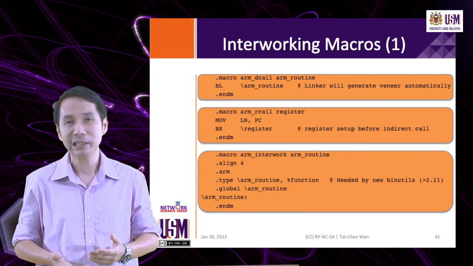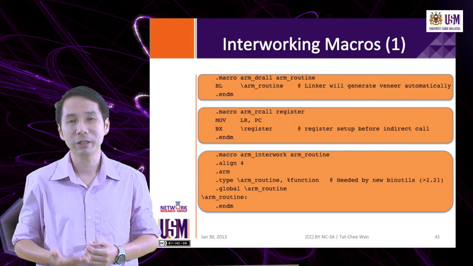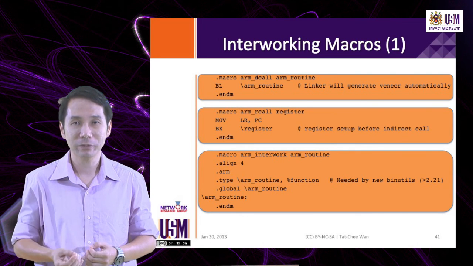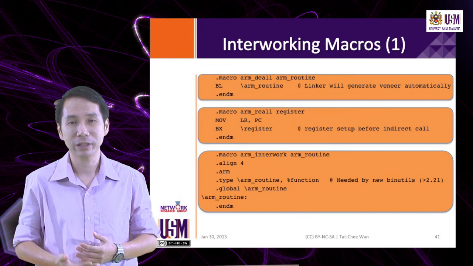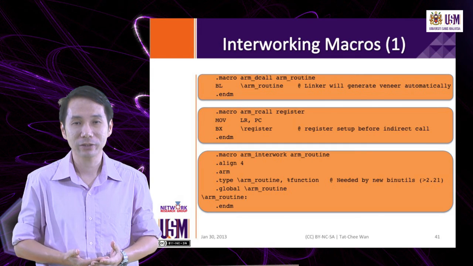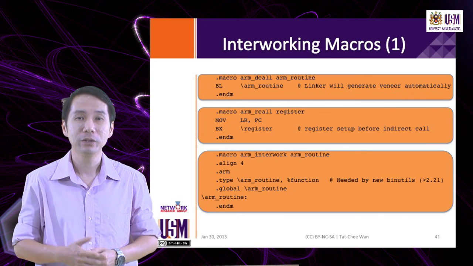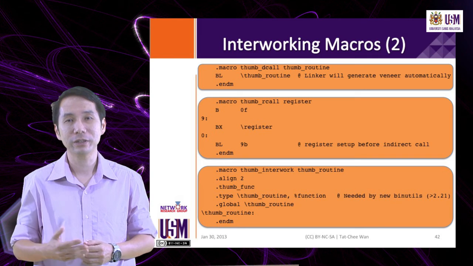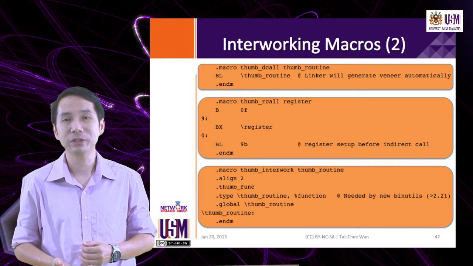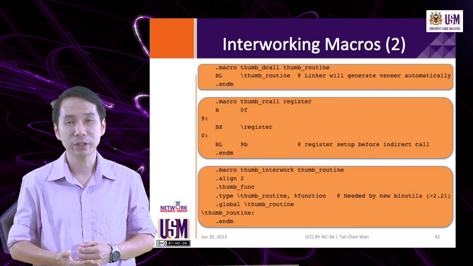To make our life easier, we have defined some interworking macros which will define the necessary directives for us to ensure that the functions and the routine calls are done correctly. So this list of macros are used for defining the ARM routines. The next set of macros are used for defining thumb routines as well as for thumb routines to call the ARM interworking routines correctly.